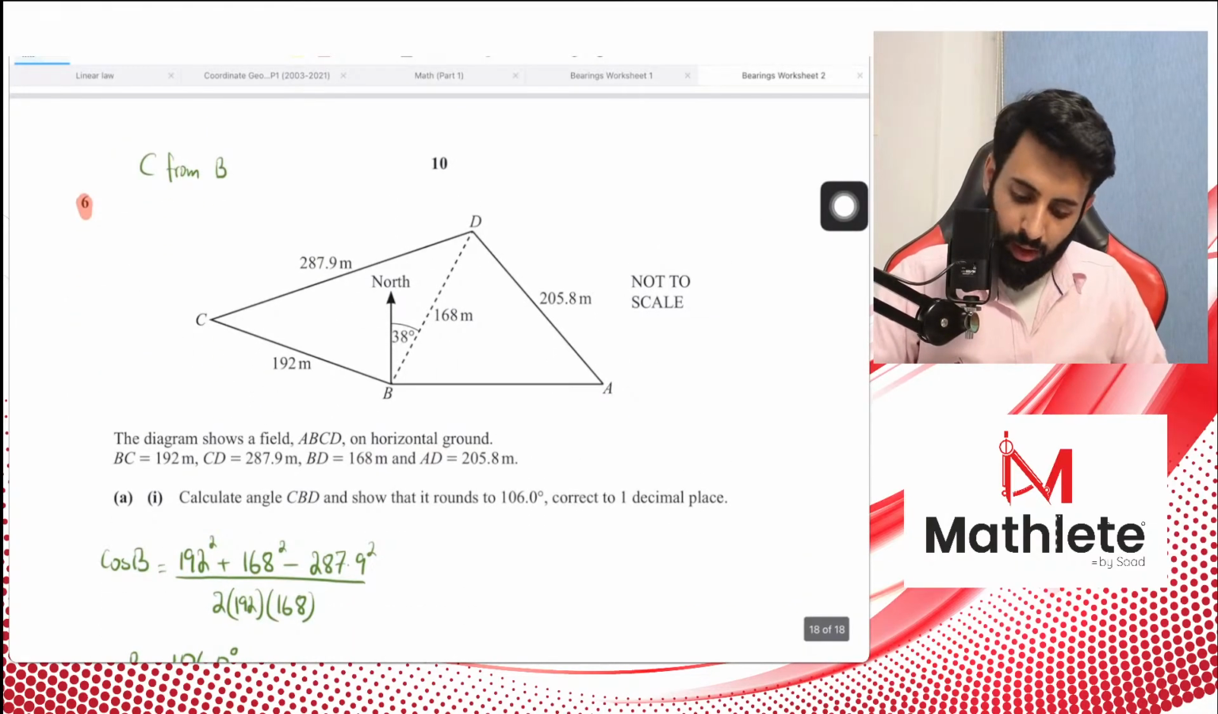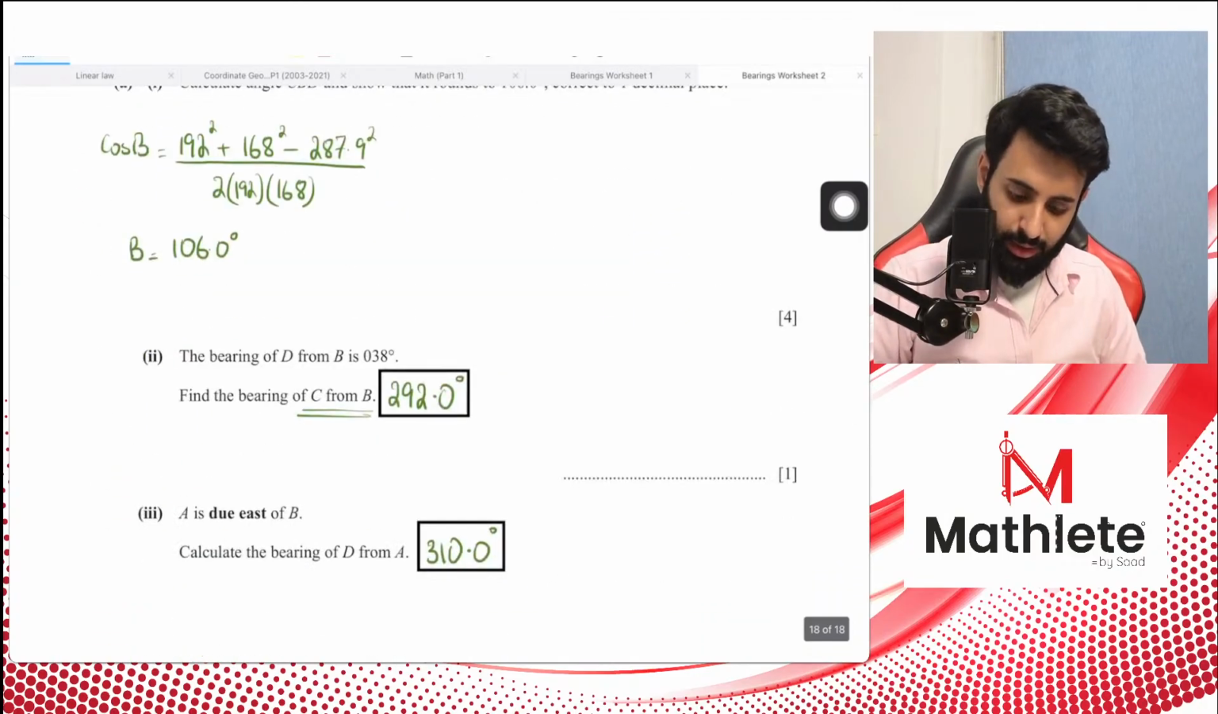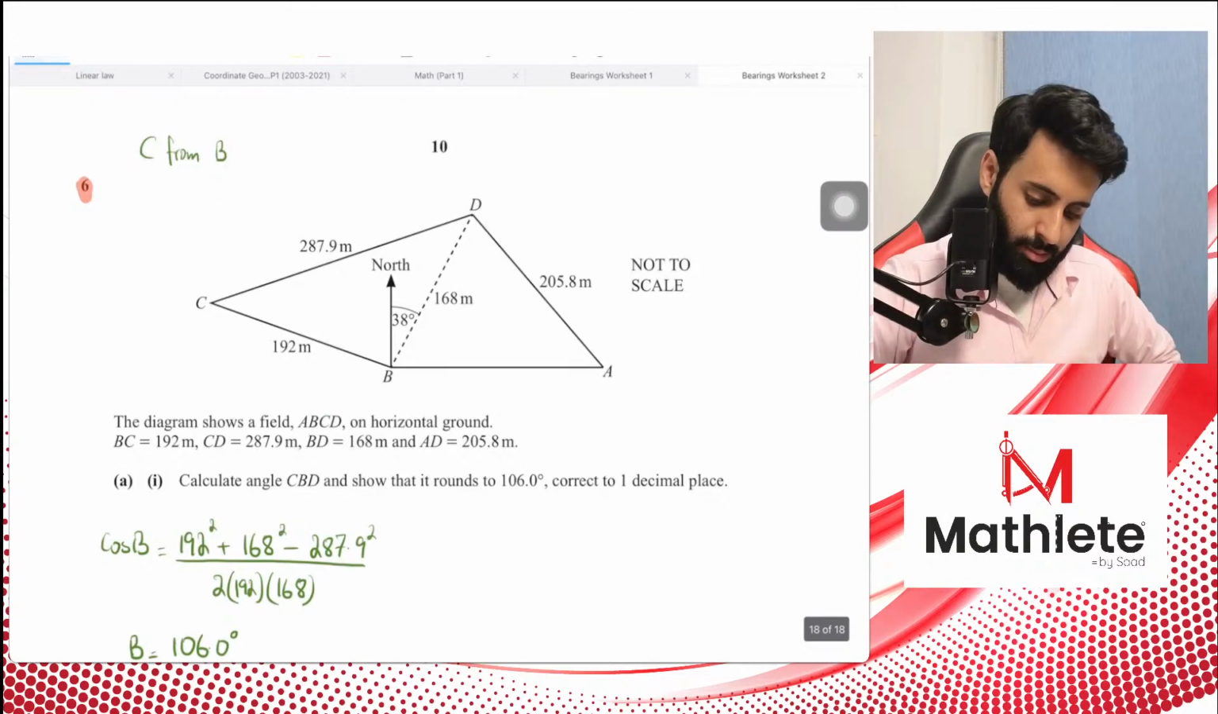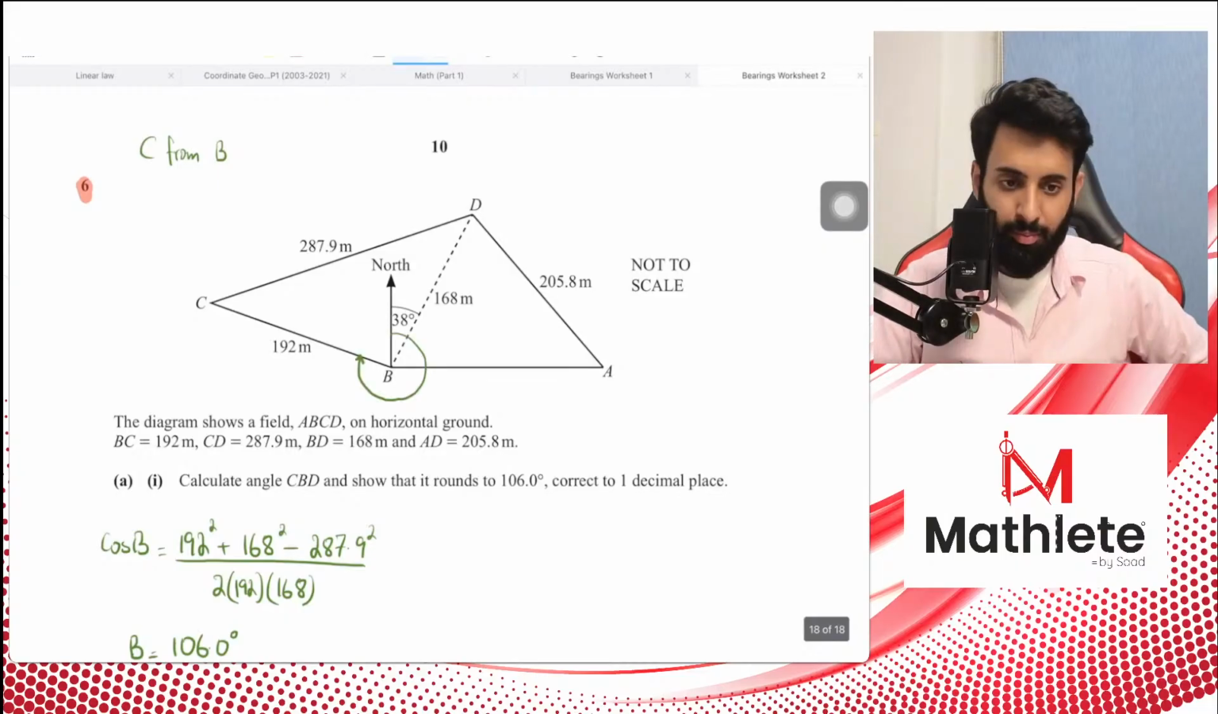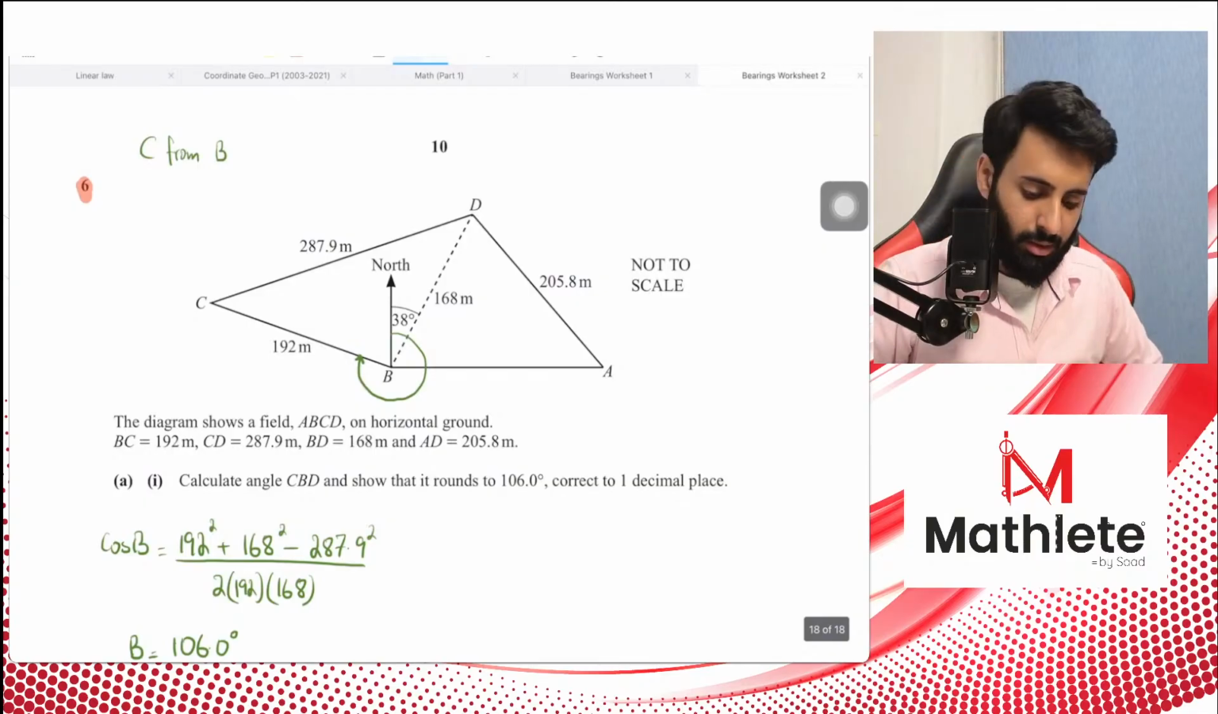Let's see what the question is asking for. The question is asking us to find the bearing of C from B. Let's find the bearing of C from B. Technically this is the angle that we want. Now let's see how we can find out this angle.